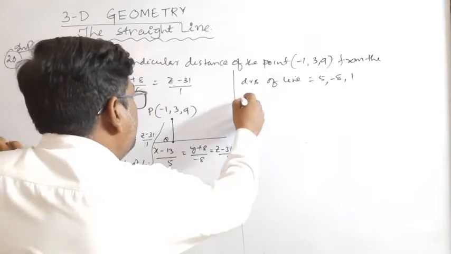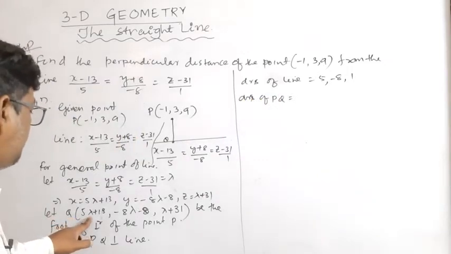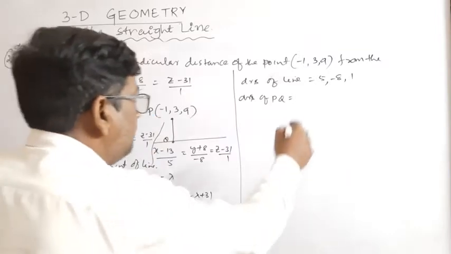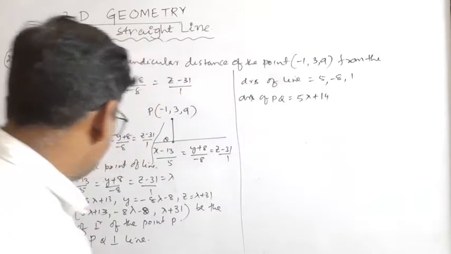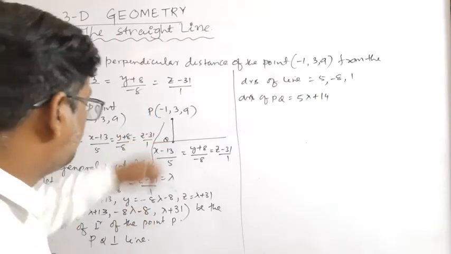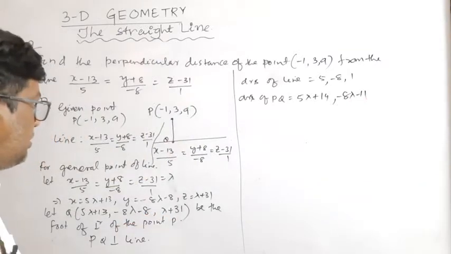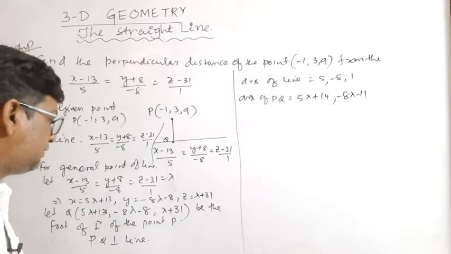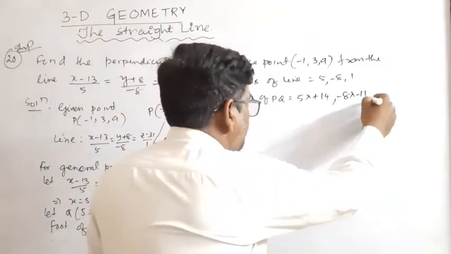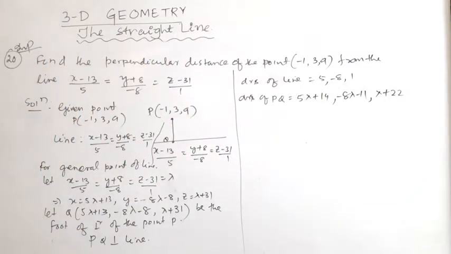and the DRs of PQ, that is Q minus P. That is 5 lambda plus 13 minus of minus 1, so 5 lambda plus 14; then minus 8 lambda minus 8 minus 3, that is minus 8 lambda minus 11; then lambda plus 31 minus 9, so that is lambda plus 22. This is the DRs of the line PQ.